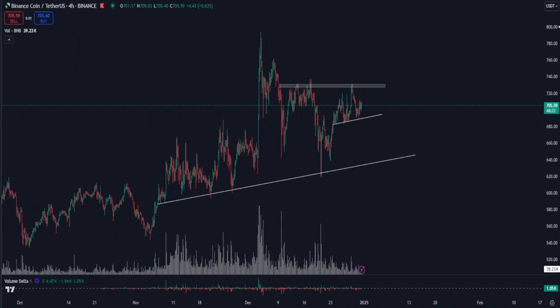Now, how will this information help us with other assets? This is where cross-analysis becomes key. Let's move on to analyze Binance BNB.